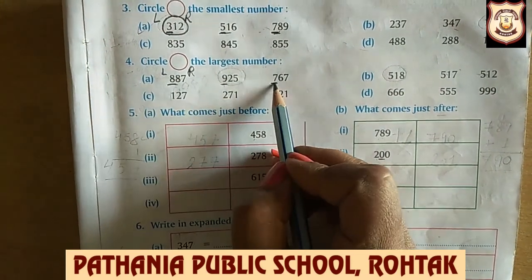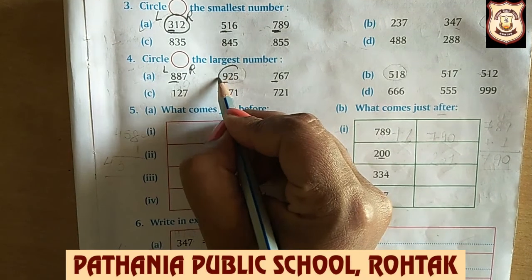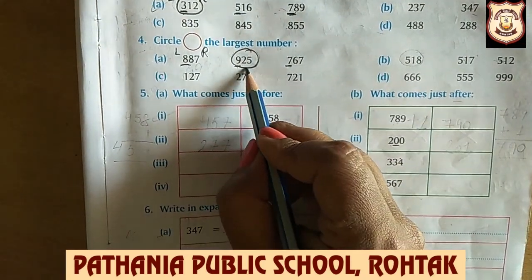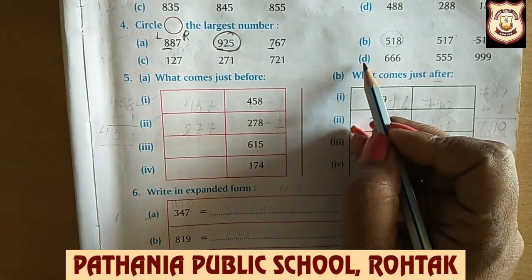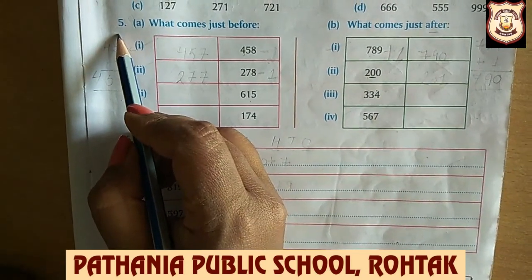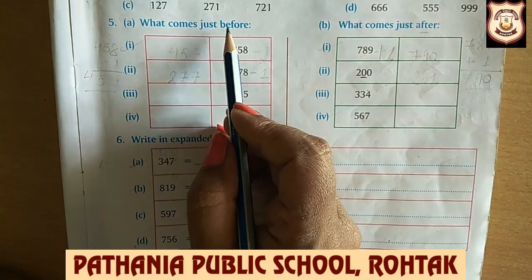So which one is largest among all? 900. So 925 is the largest number. So we will circle it. Now B, C, D you will do on your own as your practice. Now coming to the 5th question. Here it is asking what comes just before.